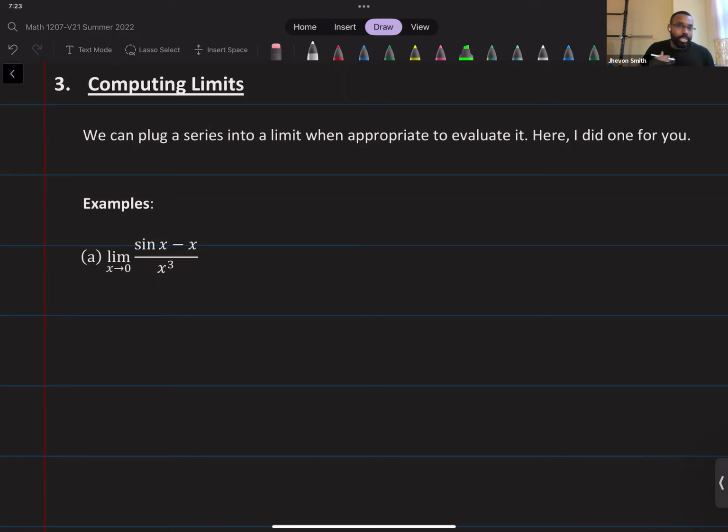So I encourage you as the reader to try your hand at this and convince yourself that the answer that I'm going to get with series will be the same answer that you would get by traditional means, like L'Hopital's rule. Apply L'Hopital's rule 3 times, you can get to this answer. But I can apply series once and get to that answer right away.